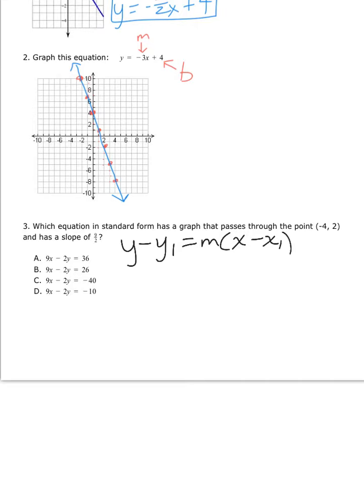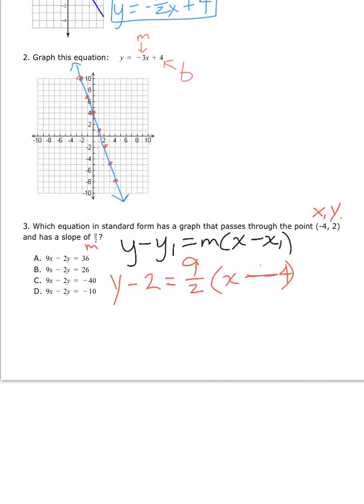I have a question. Will we have that on the test? Yes, you'll have the formula chart, and the formula chart has all that on there. Good question. So let's see, I've got x1, y1, and m. So let's plug that in. So we have y minus 2 equals 9/2 times x minus a -4.